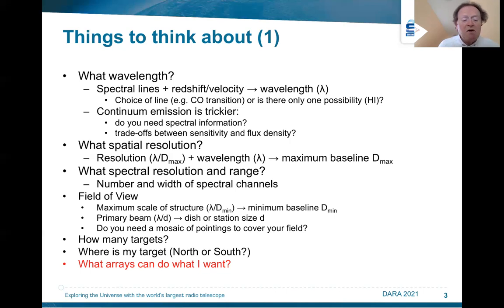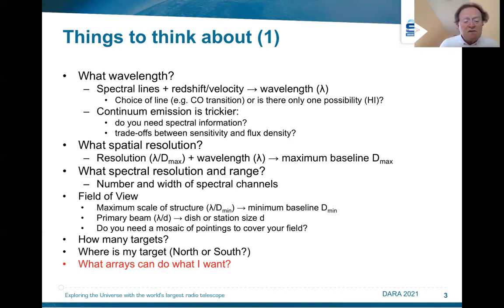Then you need to look at the primary beam, which is the instantaneous field of view that you can observe. That's given by yet another lambda over d relation, this time with d being the size of the dish, or the size of the station in the case of an aperture array. That then tells you whether you can observe your target in a single field or whether you need a mosaic of pointings to cover the whole field.